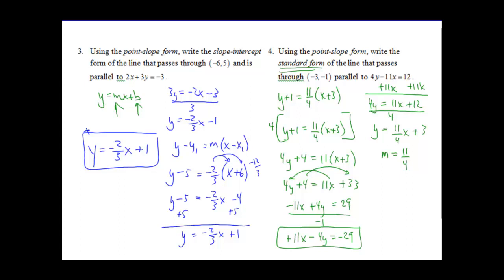So what we needed to do was take point-slope form, but we wanted to write standard form. So our answer needed to be in ax plus by equals c. We first had to take 4y minus 11x equals 12 and solve for y. We get 11/4 as the slope. So now use point-slope form: y plus 1 equals 11/4 times x plus 3. I got rid of the fraction by multiplying the whole thing by 4. You end up getting 11x minus 4y equals negative 29.